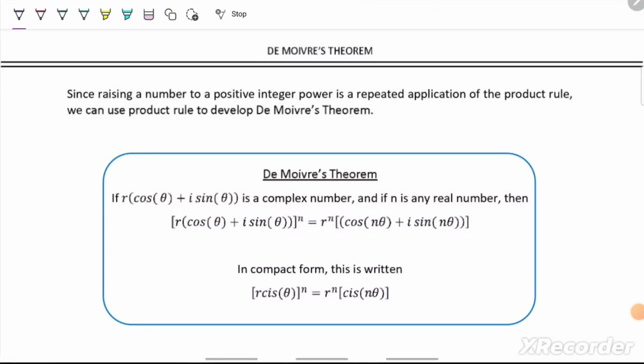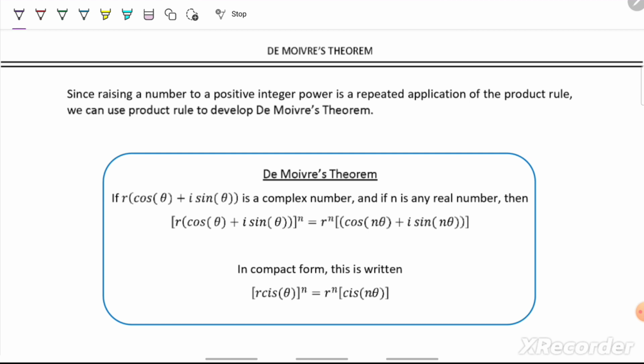This video talks about raising a complex number in polar form to an exponent. Since raising a number to a positive integer power is a repeated application of our product theorem, we can use the product theorem to develop what's called DeMoivre's theorem. DeMoivre was a famous mathematician that developed this theorem.